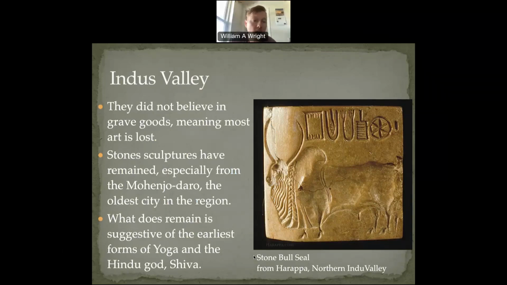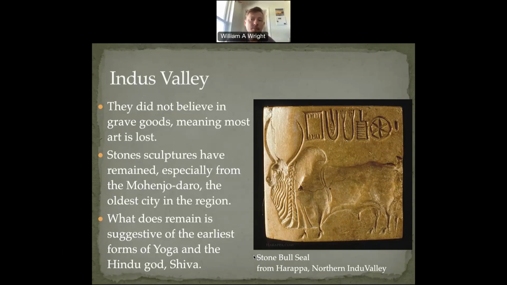Now, they did not believe in grave goods, which means there's not a lot of stuff that was kept. Most of it, the goods that a person had, were just moved on through the family or thrown away or whatever. So they didn't have, as far as we understand, many grave goods. So we have a limited array of goods from the time of the Indus River Valley.